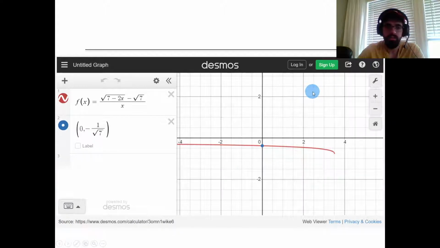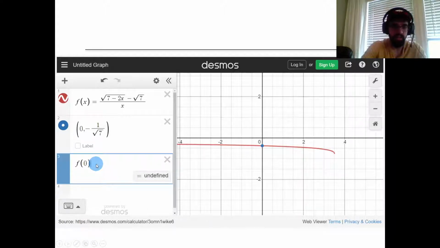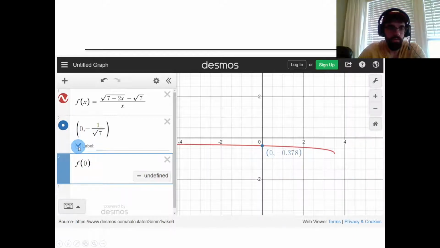Here's the graph, what that looks like. Again, I can type in f of 0 and see that it is undefined. We have a hole, and so we can plug in that point to fill the hole.